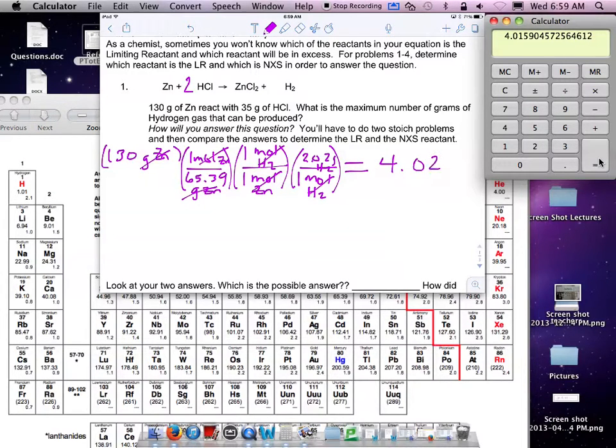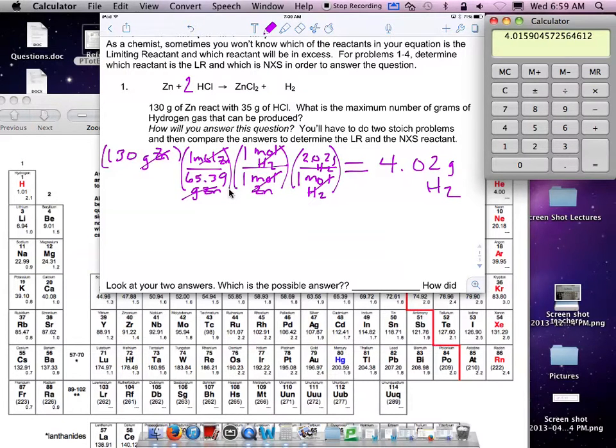4.02 grams of hydrogen. Now, just to clarify, this would be my maximum number of grams of hydrogen produced if I use up all of my zinc. But remember, at this point, we don't know if we're using up all of our zinc or if we're using up all of our HCl. So we need to do our second stoich problem, and then we're going to compare the answers to decide that.